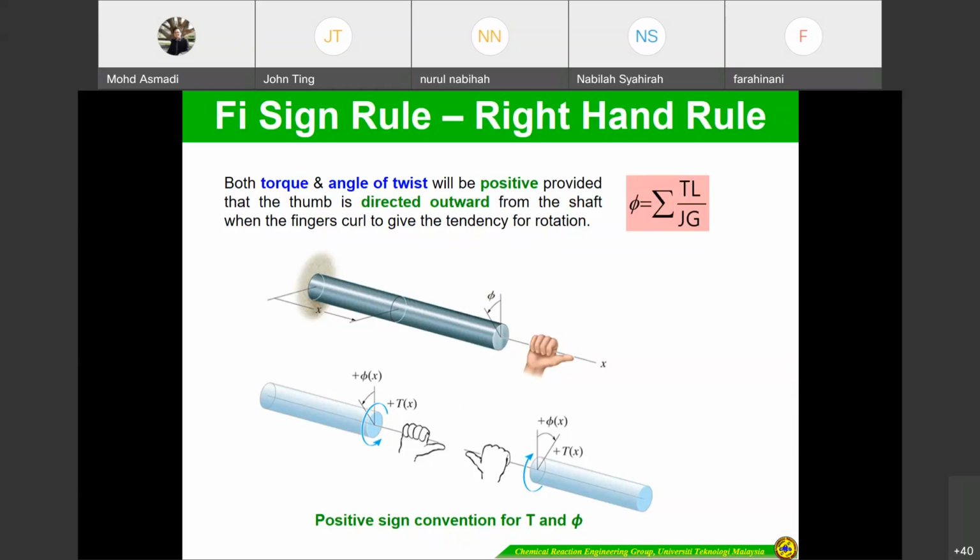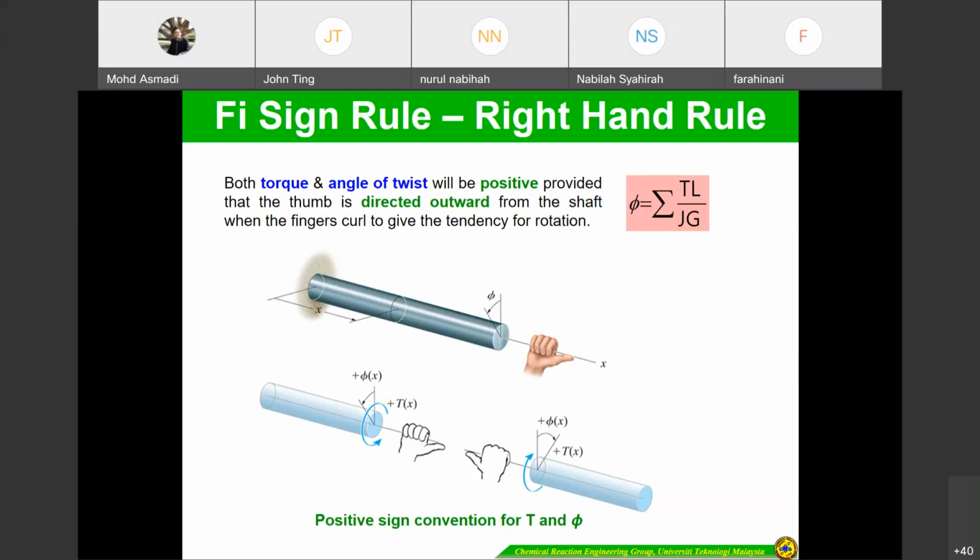Generally, if you get a negative angle of twist in radians, it means your thumb is directed inward to the shaft, to this side. It is the opposite. Okay, so let's see the example.